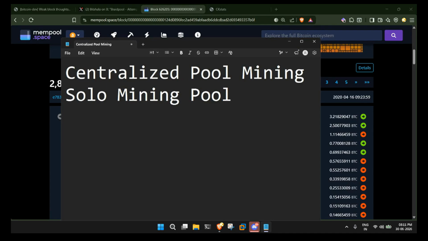The third method: people say we don't need to use a pool. I just want to run my own node, like Umbrel OS or any other. You can also run one; there are some open source projects.